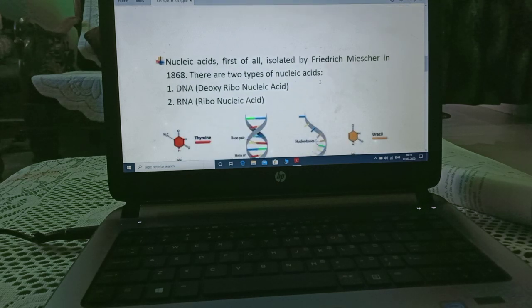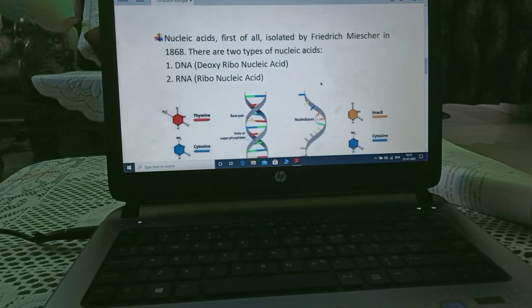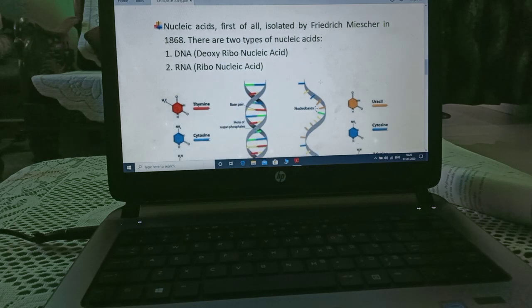Nucleic acid means DNA and RNA, first of all isolated by Friedrich Miescher in 1868, and they are of two types, that is DNA and RNA. DNA is known as deoxyribonucleic acid and RNA is known as ribonucleic acid.